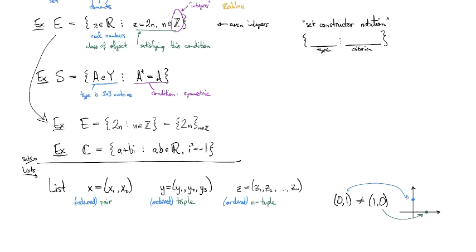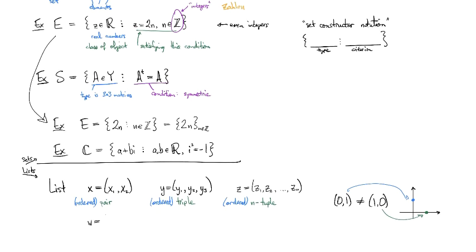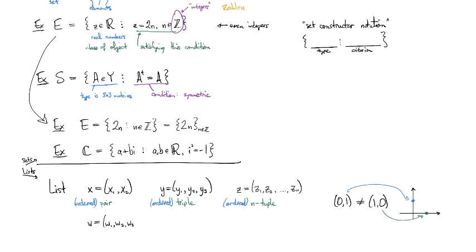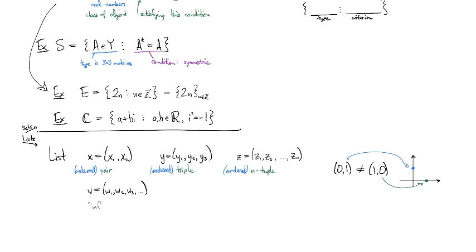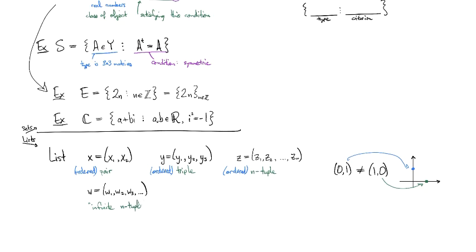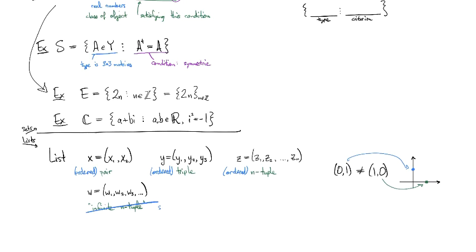Okay. Sometimes you see lists that go on indefinitely, in other words, forever. In other words, they're infinite. And instead of calling this an infinite n-tuple, people usually just call this a sequence.